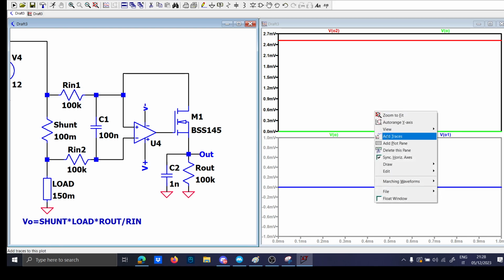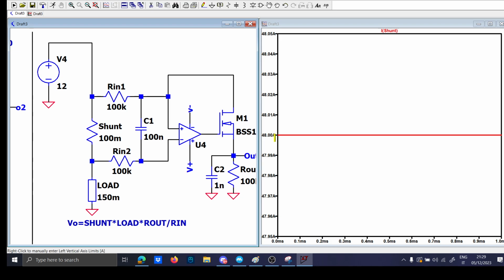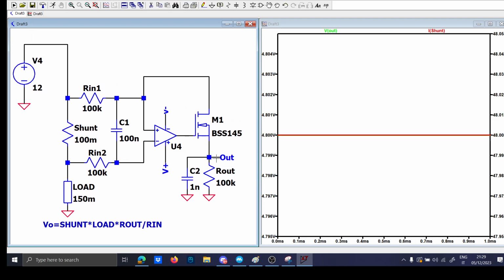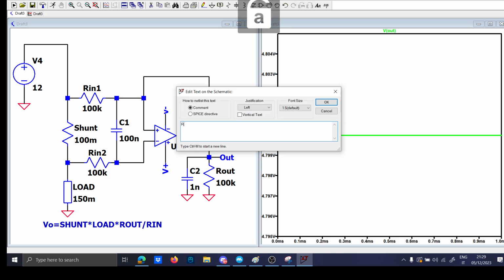Zoom on this. Delete this. So we have 48 amps flowing into this circuit, and the output voltage is 4.8 volts. I probably missed a 10. Yes, this is a mistake on my part. So the exact equation is RS times IL over 100k. It is equal to, yes, it should be like that.